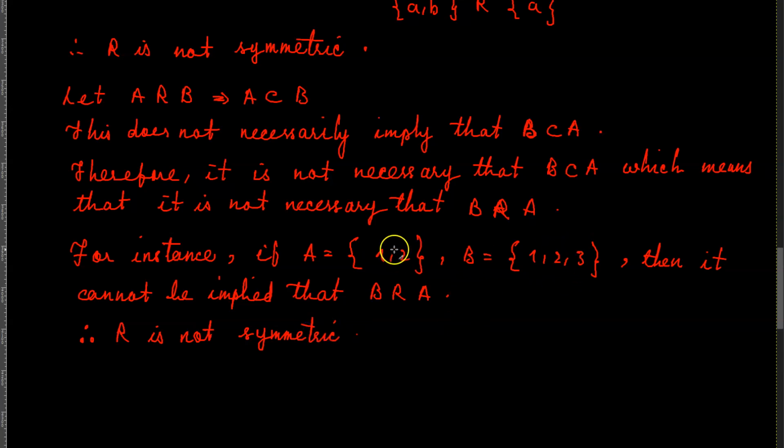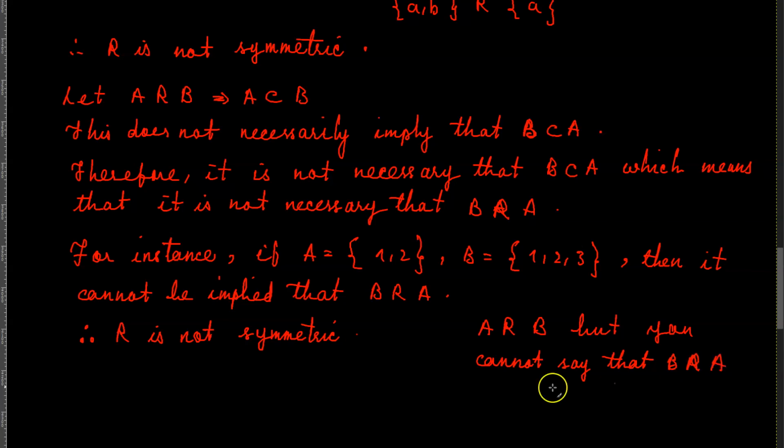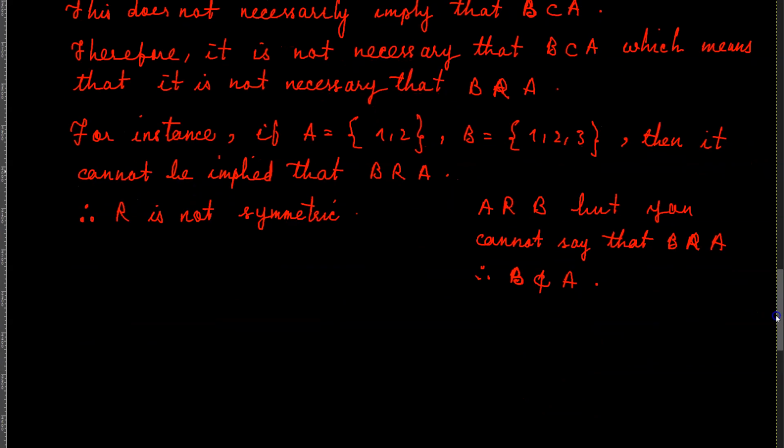But in this situation, in the exact same situation, if A is a set containing 1 and 2, and B is a set containing 1, 2, and 3, you can say that A is related to B, but you cannot say that B is related to A, because B is not a subset of A. So you can very easily conclude that R is not symmetric.